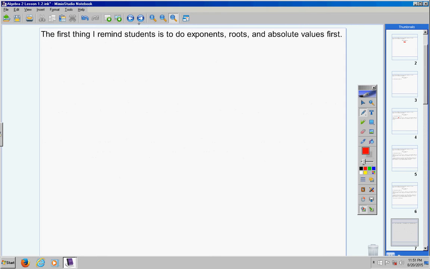Let's get started. The first thing I remind students whenever I'm teaching order of operations is to do exponents, roots, and absolute values first. Now, I know technically we should look for parentheses and brackets and set notations, all of that. I get that, okay? But to be honest with you, I kind of look at those as ways in which the problem is divided up into smaller sections, and then we use our order of operations on those sections. I'll explain that later, but right now the first thing I want to remind you is you really should know to do exponents, roots, and absolute values first.